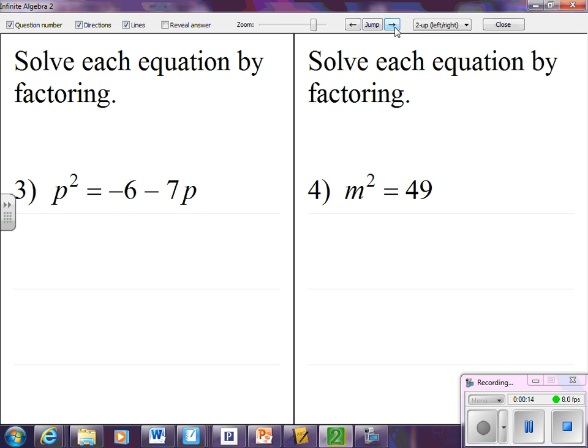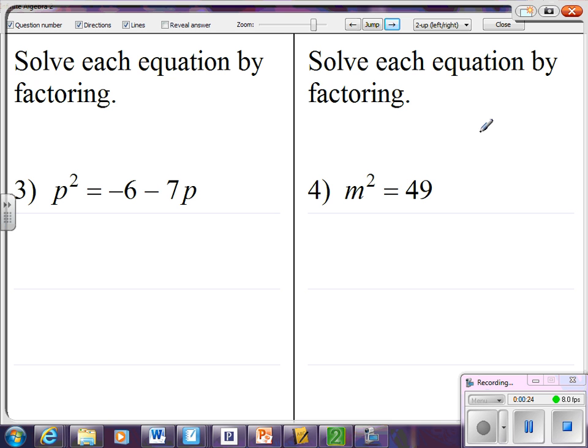Can we do number 4? Yes. Okay. What do you have to do? What's the rule? Get it to equal 0? Yes. So how do you move this?